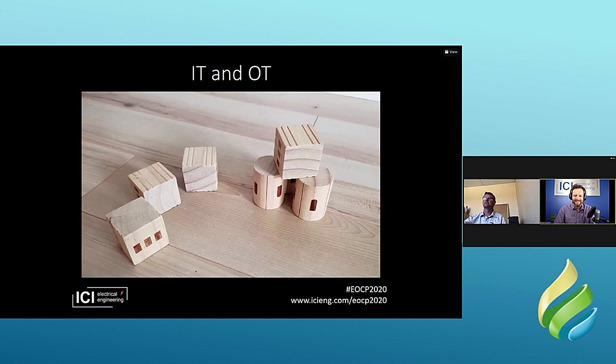So our first step here: IT and OT. Information technology and operational technology. Basically, they work in parallel. They're not subsets of each other. So operational technology needs to work with IT, and IT needs to work with OT.